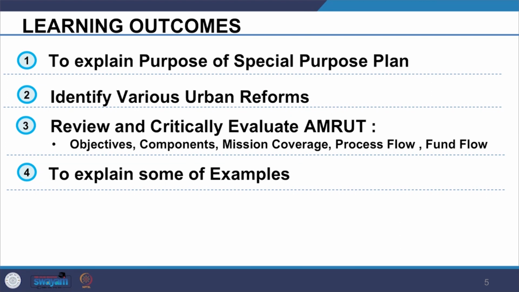The expected learning outcomes would include: you should be able to explain the purpose of special purpose plan. You should be able to identify or name some of the urban reforms, and you should be able to review and critically evaluate AMRUT project, its objectives, identify different components, and tell the mission coverage, the process, and all the processes about fund flow involved. And then you should also be able to explain some of the examples.